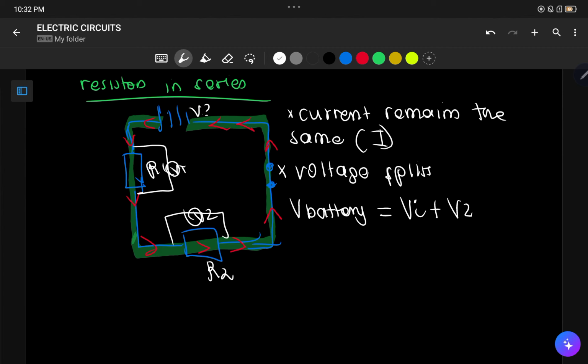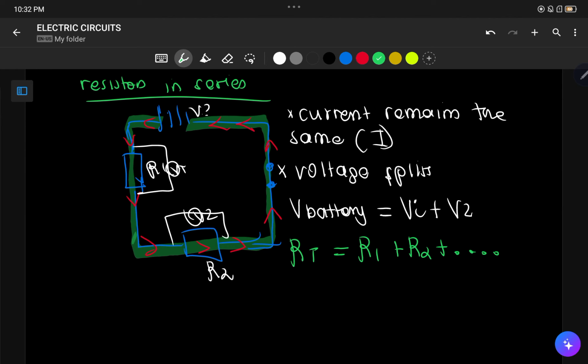Okay, in terms of series, what you need to know is being able to calculate the total resistance of a specific electric circuit. So, the formula to calculate total resistance is RT equals the resistance R1 plus R2 plus dot dot dot. So the dot dot dot refers to the continuation. What do we mean by continuation?